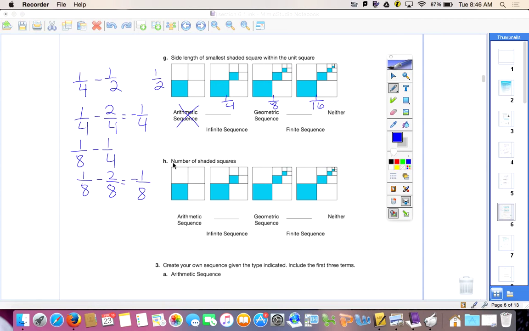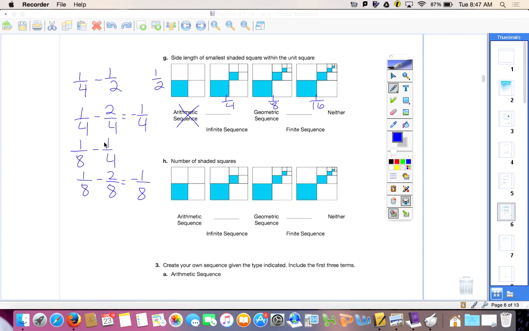Okay, looking at my common difference here, I'm trying to determine: do I have a common difference? If I subtract 1/2 from 1/4, I need to first get common denominators. So my common denominator here would be a 4, and 1/2 is the same as 2/4. So 1/4 minus 2/4 is a negative 1/4. So I need to try the next two terms.